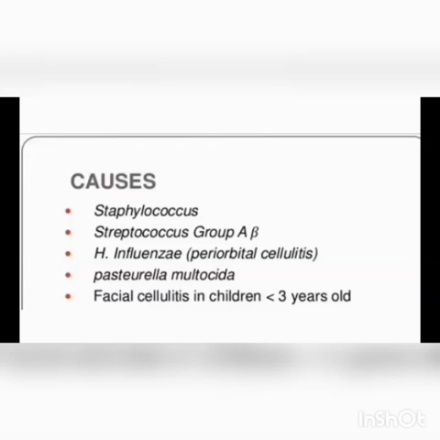Usually the causes of cellulitis include Staphylococcus, Streptococcus group A and B, then Haemophilus influenzae, especially in periorbital cellulitis. Periorbital cellulitis means cellulitis that occurs below or around the eye. Then there may be a chance for facial cellulitis.